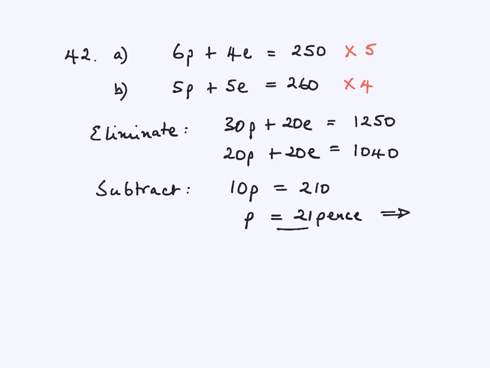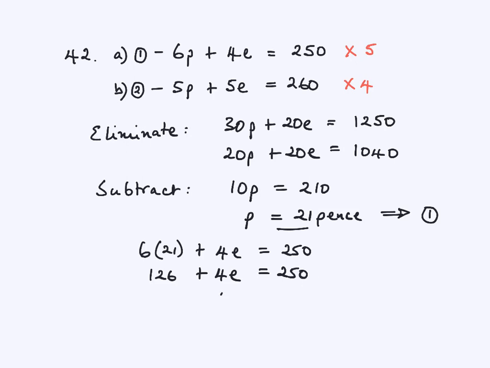I'm going to substitute that back into the first equation. I haven't labelled the equations, I should really have done that. That's equation 1, that's equation 2. So 6 lots of 21 plus 4 lots of e is 250. So 4e equals 250 take away 126 is 124, and e then is 31 pence. I want to make it absolutely clear what the solution is. So the cost of a pencil is 21 pence and the cost of an eraser is 31 pence.